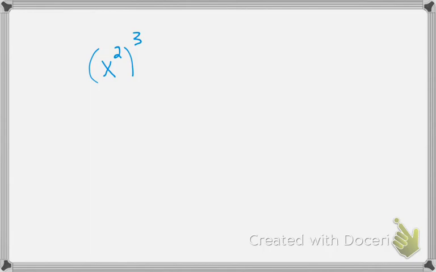So by definition, what does it mean to have something cubed? Something, something, something, right? In that case, that's x squared, x squared, x squared. You guys agree? That's what the cube means. But what does that mean? How many x's do we actually have? Yeah, we have 6 of them. That's x to the 6.